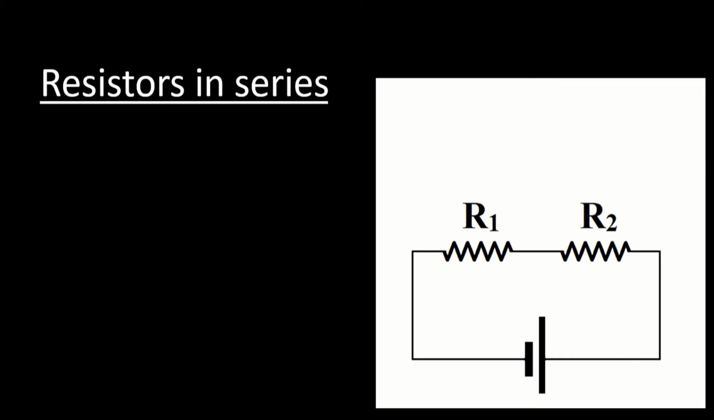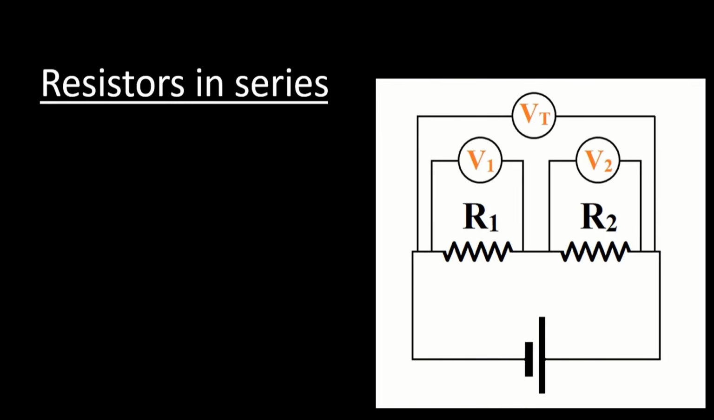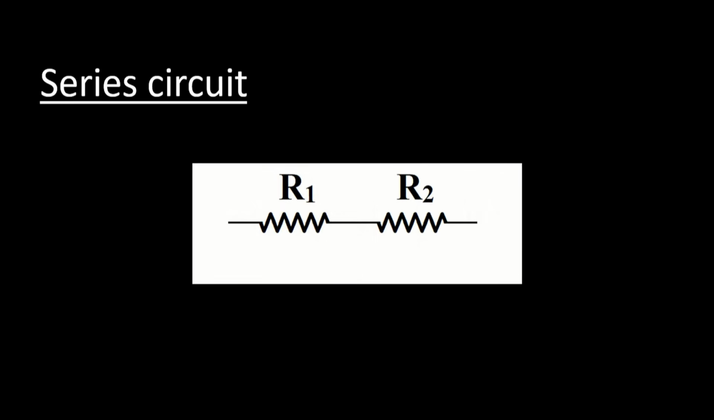For resistors in series, the current through the circuit is the same as the current through R1 and the same as the current through R2. However, if you measure the total voltage across the two resistors, you will find that it is equal to V1 plus V2. This information can be used to find out that the total resistance in series is equal to the sum R1 plus R2.